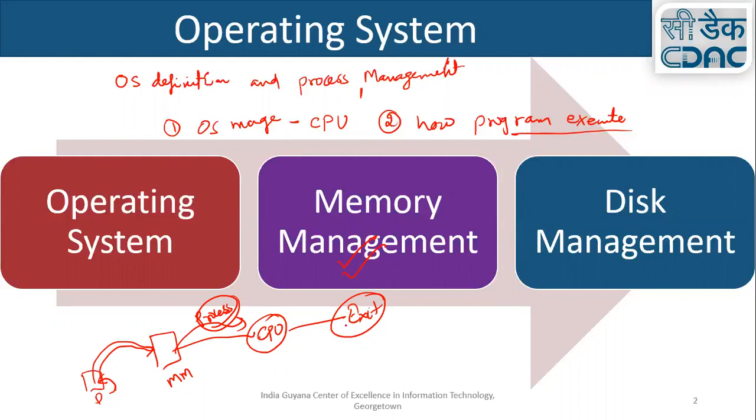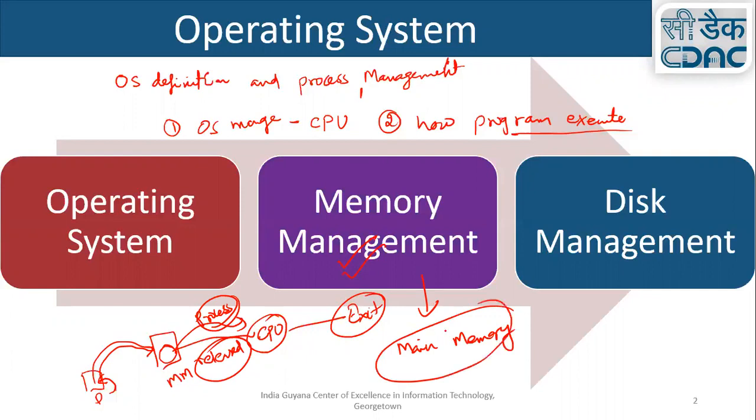But once the process exits after the execution, the memory allocated to the particular process must be released. Yes or no? Yes, sir. So allocating the memory to the process and releasing that particular memory is the role of the operating system, and we discuss this in memory management. Memory management basically deals with your main memory. So please remember this.